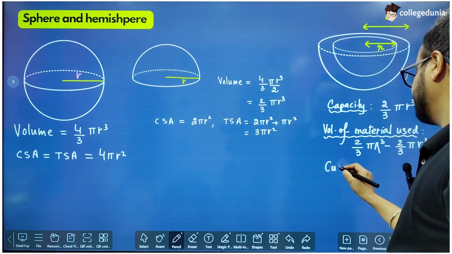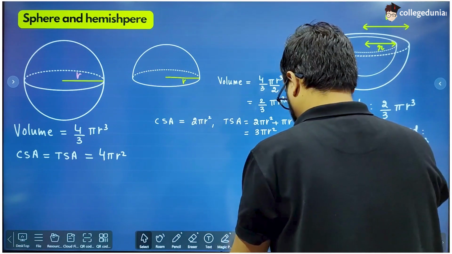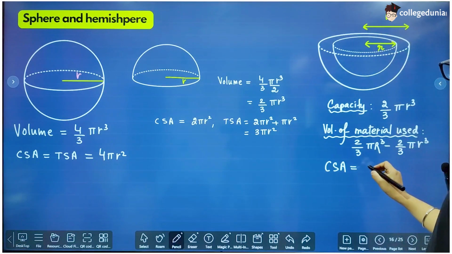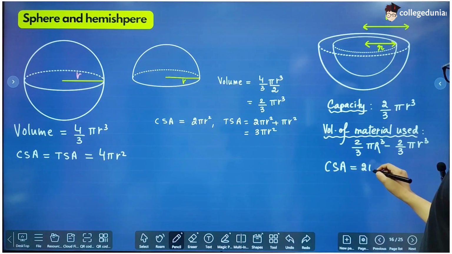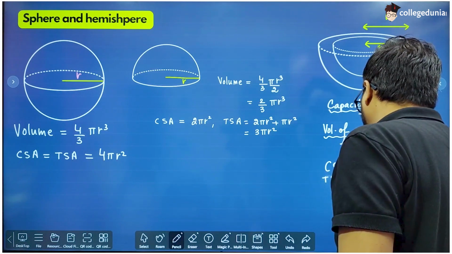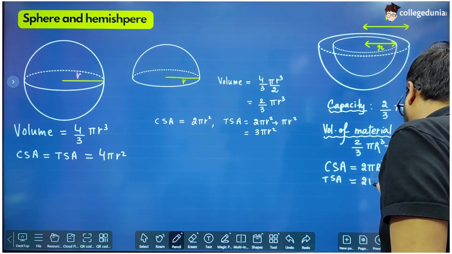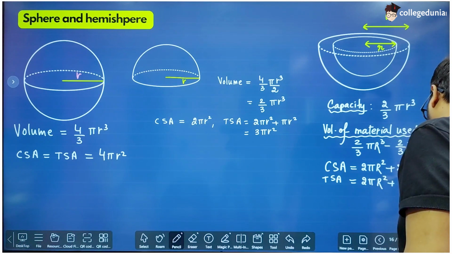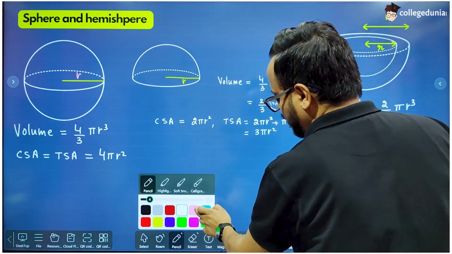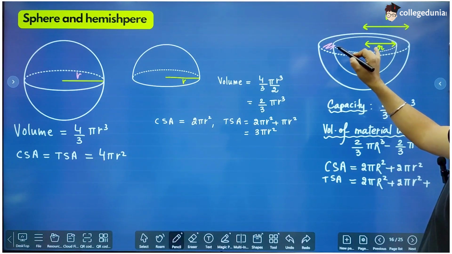Curved surface area is the curved area of the outer part, which is 2 pi R square, plus the curved area of the inner part, which is 2 pi small r square, and total surface area is curved surface area 2 pi R square plus 2 pi small r square plus the area of this circular strip, this area.